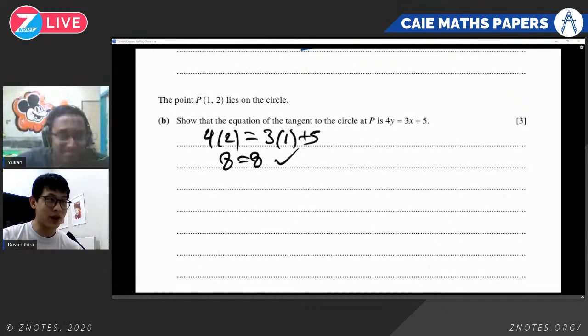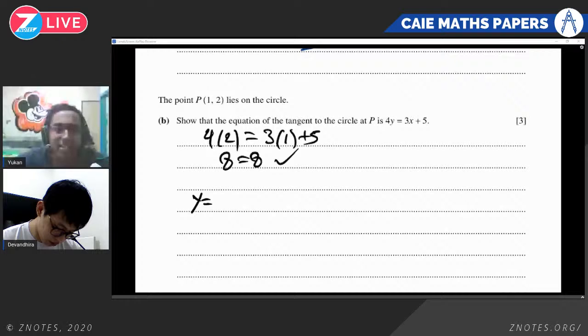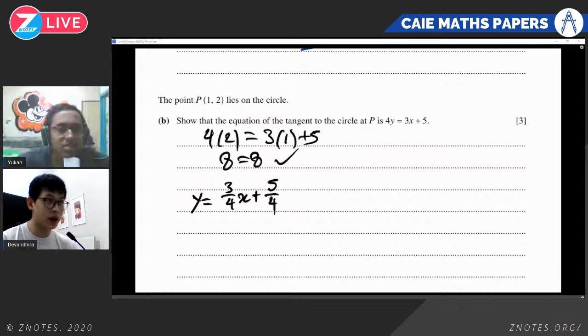So what would you do here? Have any idea? We also have to show that the gradient is the same. The gradient at P. How can we do that? So we can rearrange to find y, to make y the subject. So we have 3 over 4 x plus 5 over 4. Is that what you're saying? Mm-hmm. So you have the gradient as 3 over 4. Okay, that's nice. Now what?